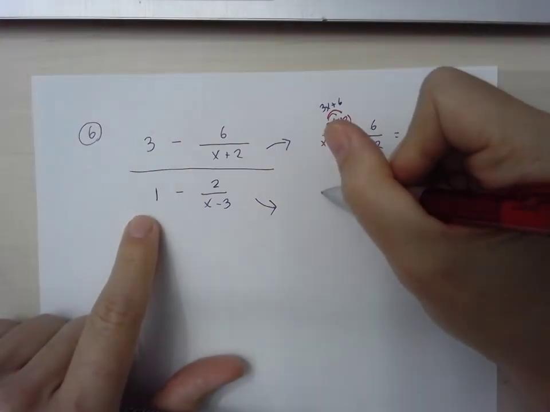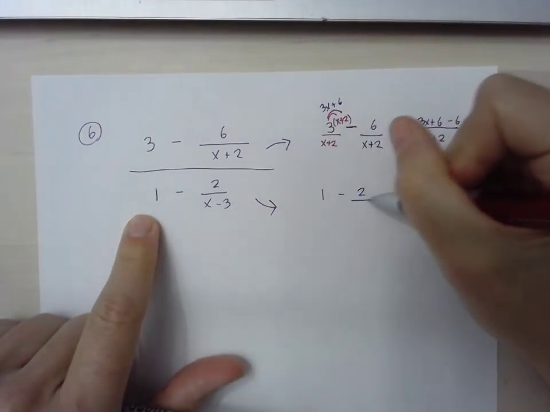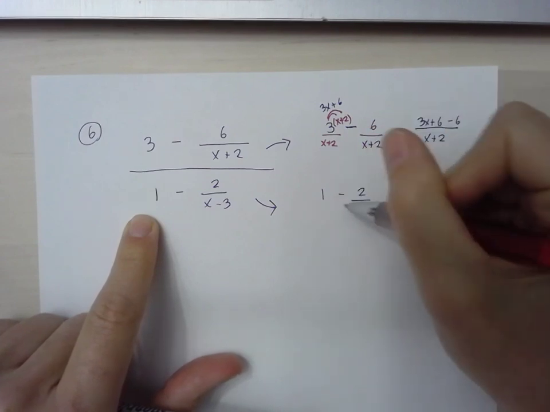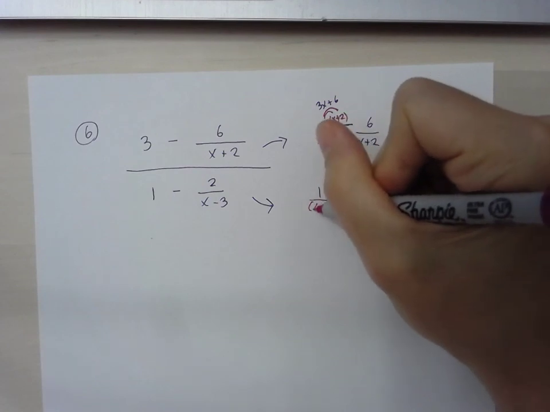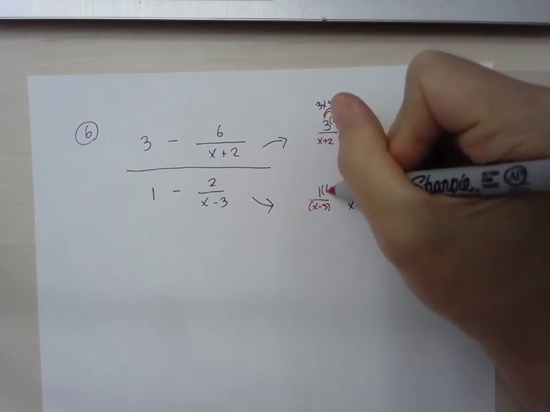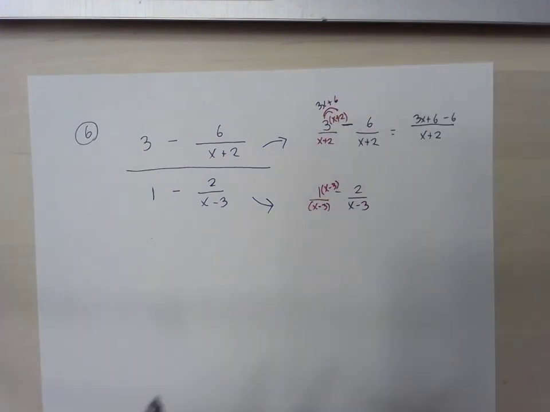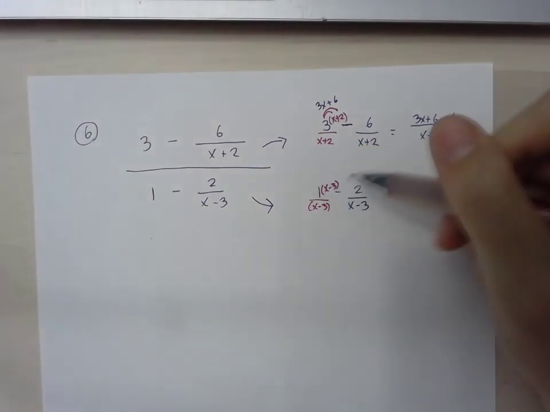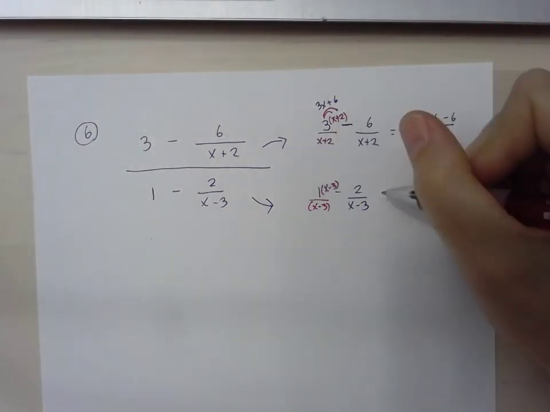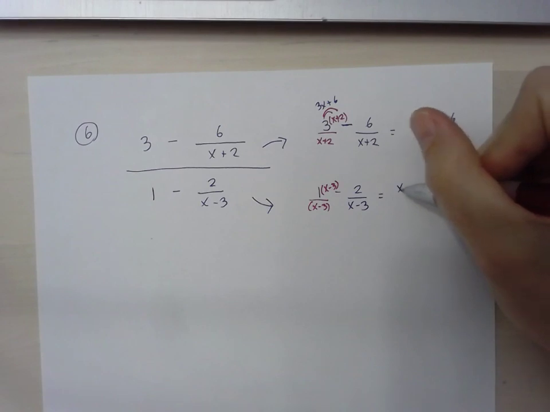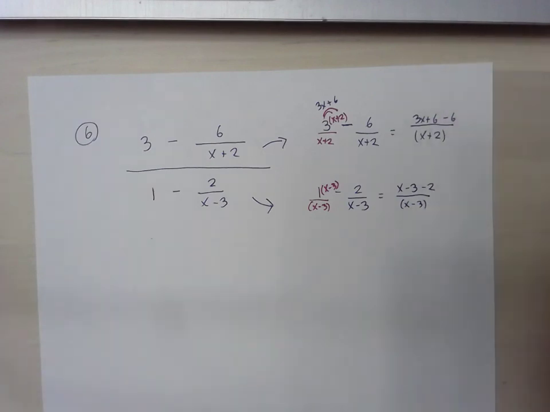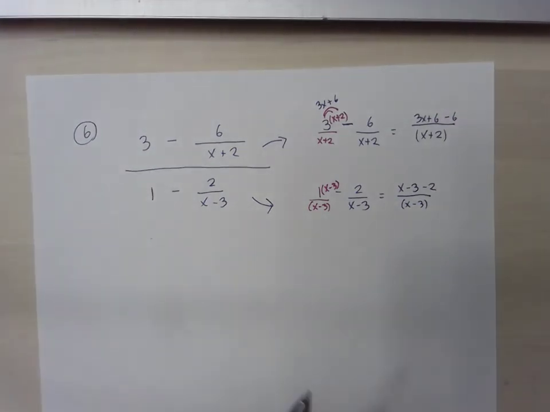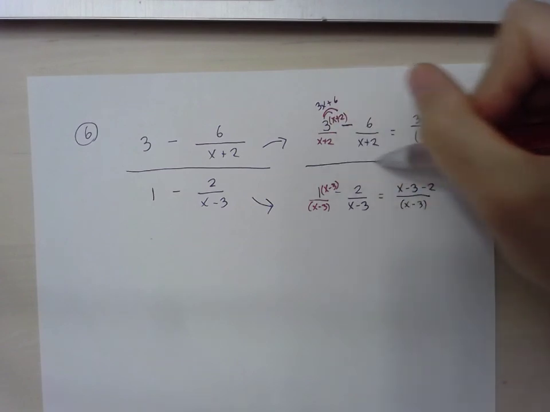This one's going to be 1 minus 2 over x minus 3. Again, I don't have a denominator for the 1, so we'll go ahead and throw an x minus 3 underneath and multiply by x minus 3. 1 distributes into x minus 3, you get x minus 3, so that's going to be x minus 3 minus 2 over your denominator. And of course, this is division, so the whole thing's being divided.